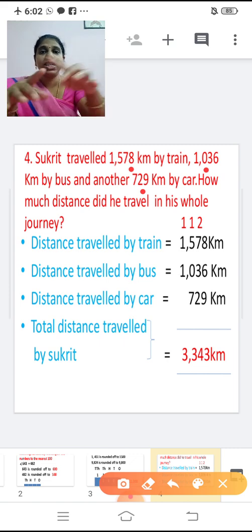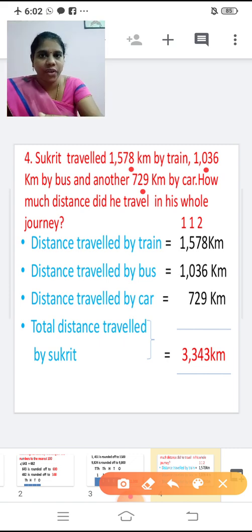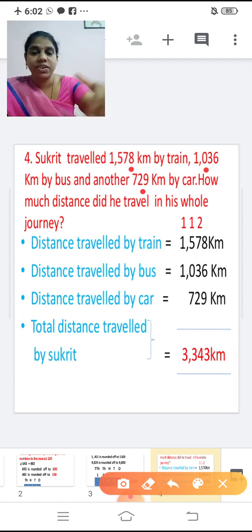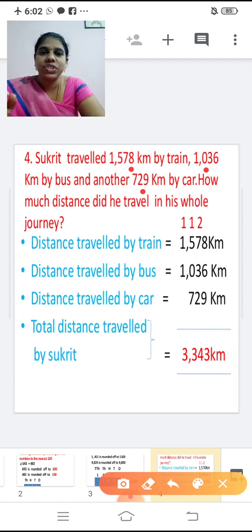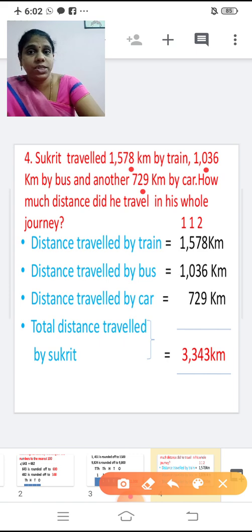So whole journey means we are going to add everything, right? How much distance did he travel in the whole journey? First he traveled by train, then by bus, then by car. Then first what we are going to do? We are going to add all the things, right? Then we'll find the total distance traveled by Sukrit, right? So first statements is necessary, right?